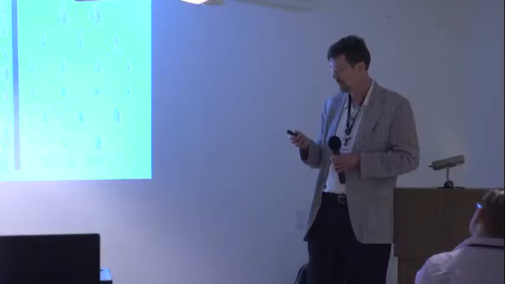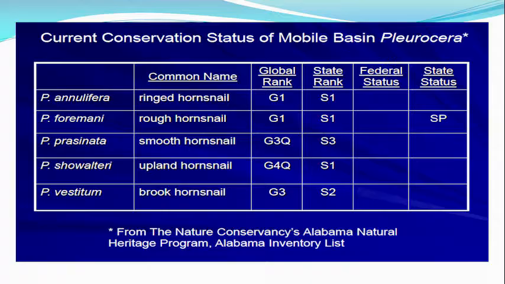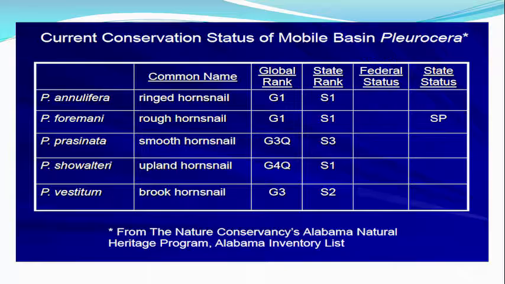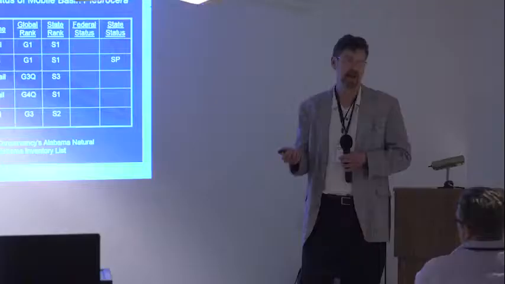Why does it matter? Just as a reminder, because the species that you're recognizing may warrant a particular conservation scheme. And so here we see the global rank of one. A lower number means it's more highly imperiled. So P. annulifera is global rank one, formanae global rank one, prasinata global rank three. Q means question taxonomically, shoalteri question mark taxonomically, vestidum global rank three, doing okay. And then they have state ranks that range from one to three. But if the taxonomy is a mess, then maybe the ranking system is a mess as well.